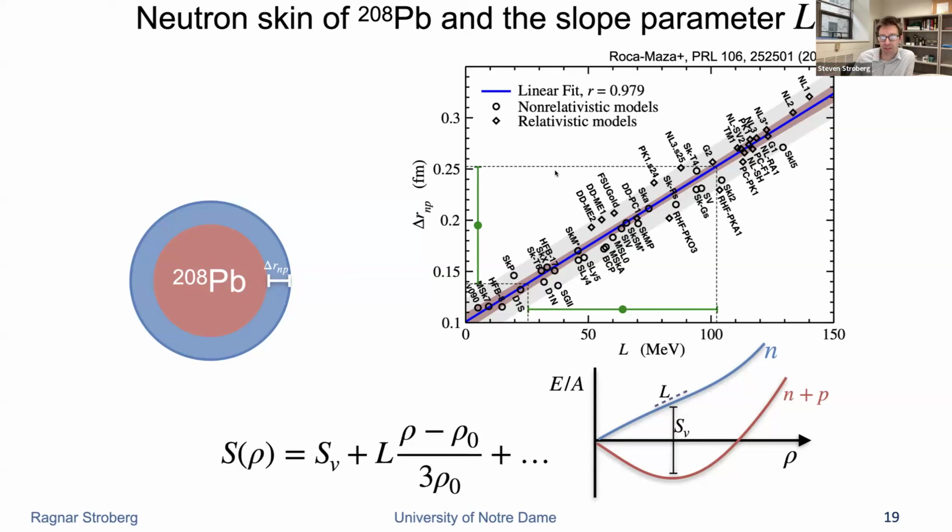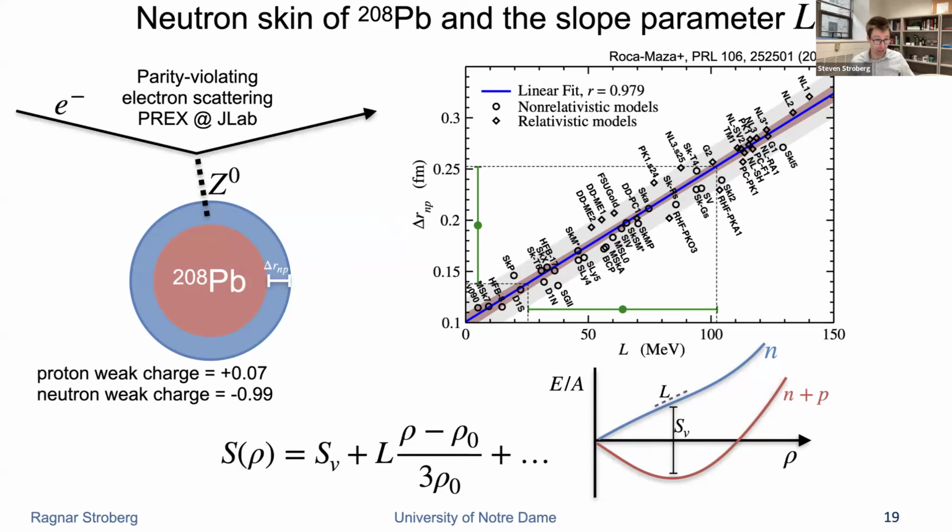And so if you calculate the slope parameter L and the neutron skin in various mean field theories, both relativistic and non-relativistic, they lie on this line. It's almost perfectly on a line. And so the idea is that if you can measure the neutron skin of lead-208, you just take a point, go over to the line, and then that tells you what the slope parameter is. It's not trivial to measure neutron radii, but it's possible.